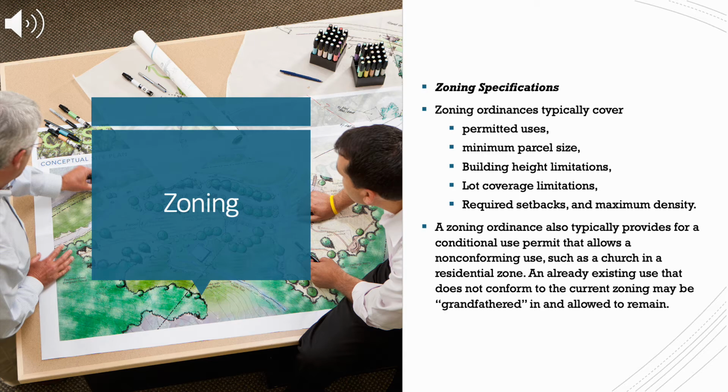Zoning specifications. Zoning ordinances typically cover permitted uses, minimum parcel size, building height limitations, lot coverage limitations, required setbacks, and maximum density. A zoning ordinance also typically provides for a conditional use permit that allows a non-conforming use, such as a church in a residential zone. An already existing use that does not conform to the current zoning may be grandfathered in and allowed to remain.